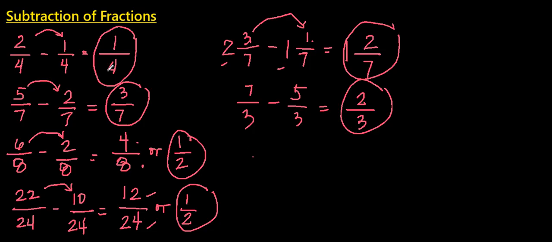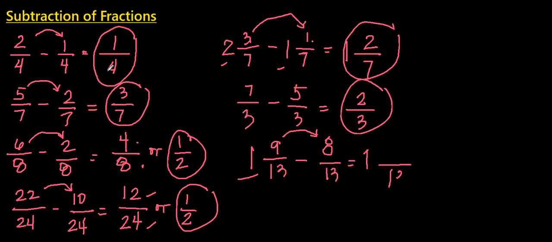Another example, we have 9 over 13 minus 8 over 13. So since we don't have a whole number on the second fraction, we just have to copy the first whole number, then subtract the numerators. 9 minus 8 is 1, so this is the final answer.